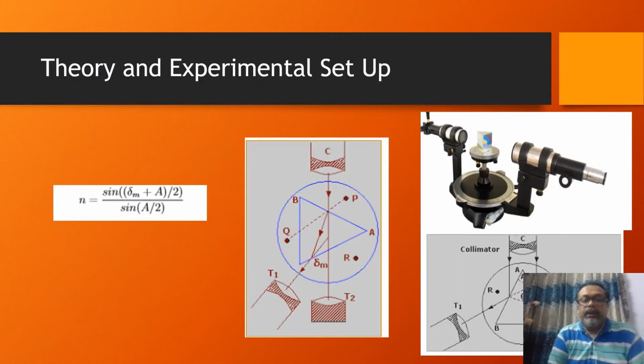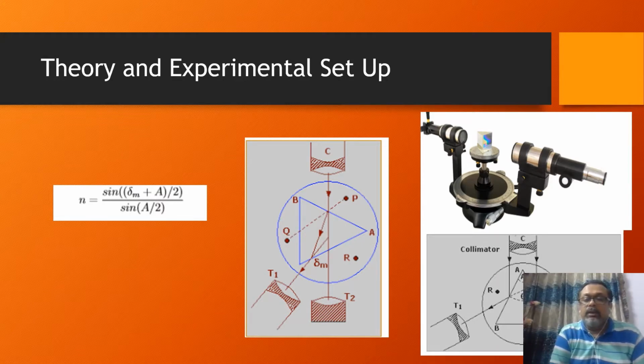Now the theory and experimental part of it, you can see here the spectrometer. A spectrometer consists of a collimator, a prism table and a telescope. You can also see here that the prism is kept in such a way that the refracting edge of the prism is parallel to the collimator.